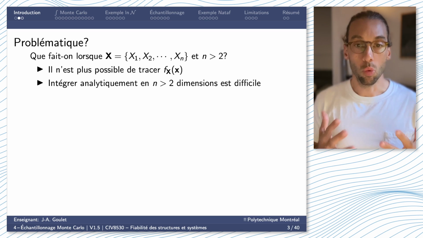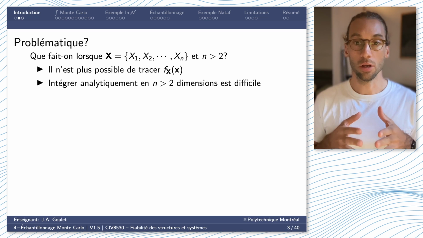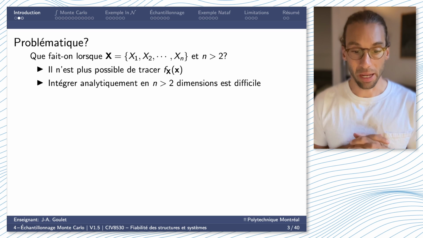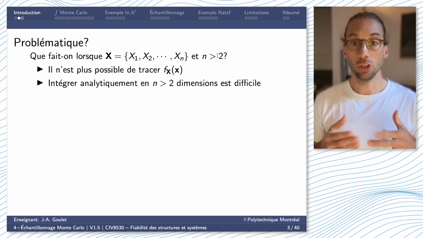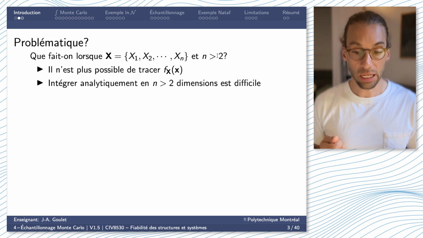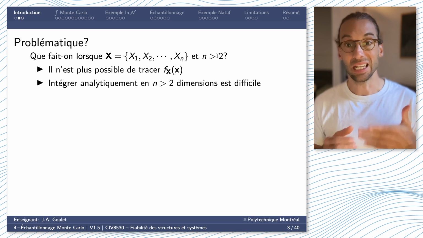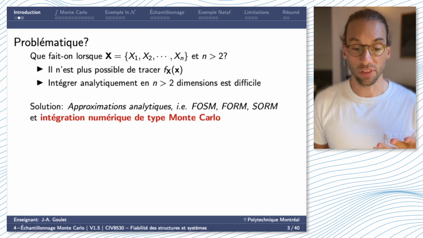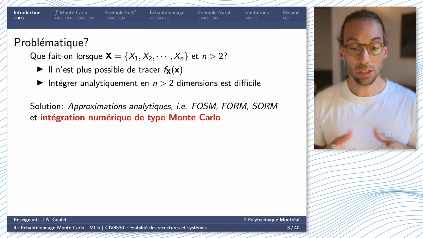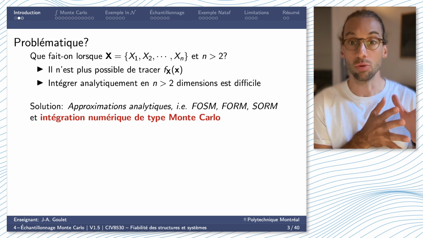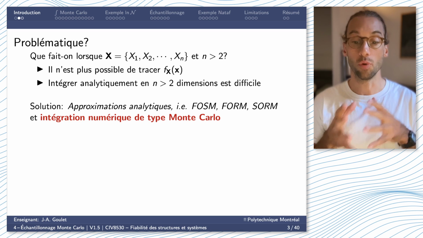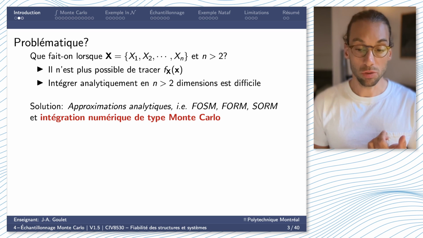So the problem is: what do we do in terms of probability of failure estimation when the number of random variables is much larger than 2? It's no longer possible to visualize that joint density, and it's not possible to easily integrate in a large number of dimensions. So in those cases, we need an approximation to these integrals we need to solve in order to evaluate our probability of failure.